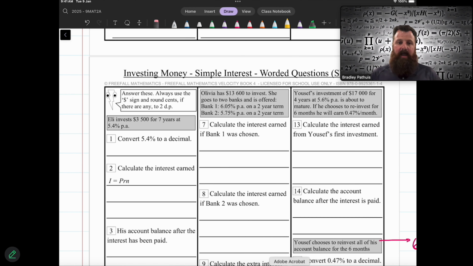The third worksheet, same again. It's all about finding simple interest, but there's a bit more to it now. There's a bit of word problems. We're putting them into some real life context.